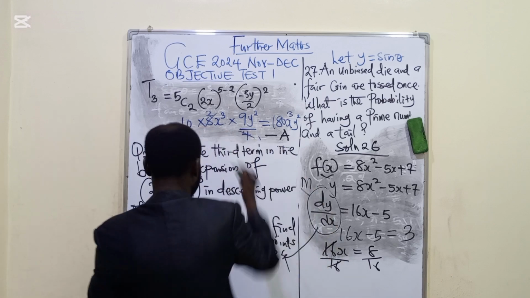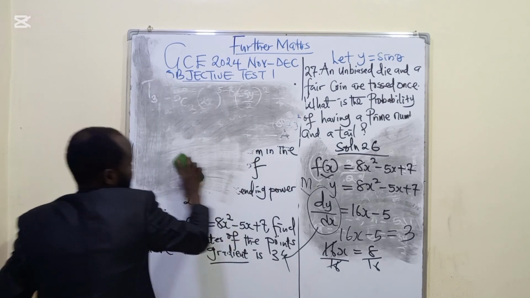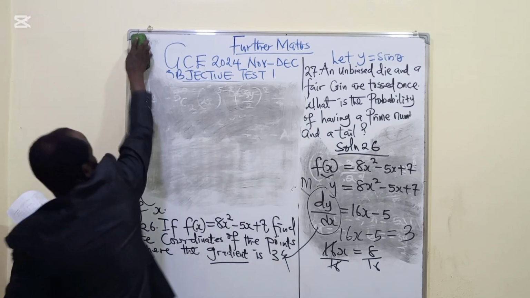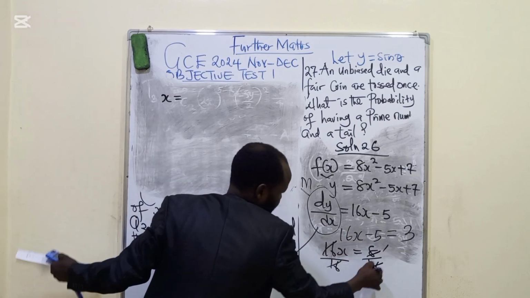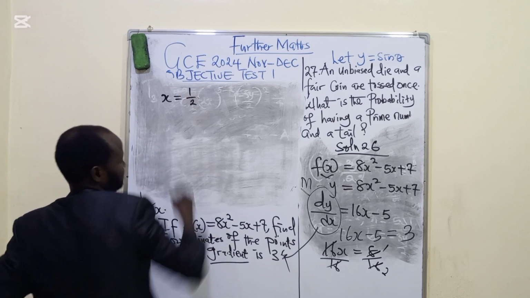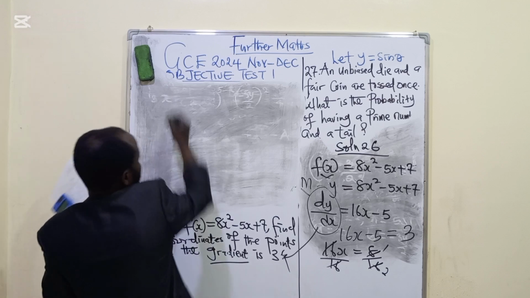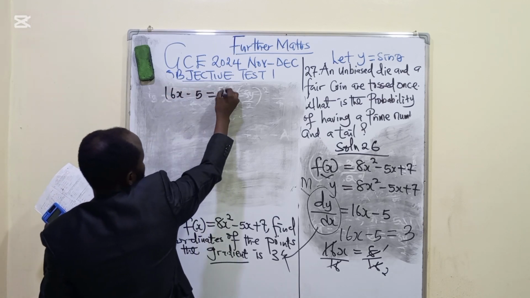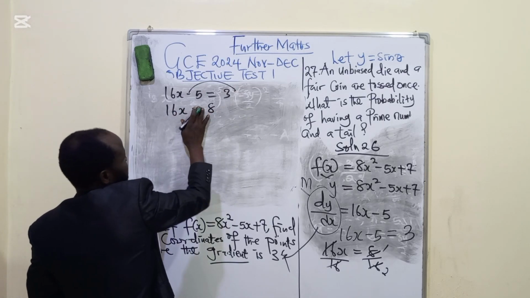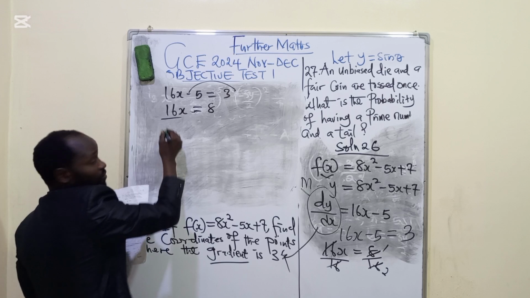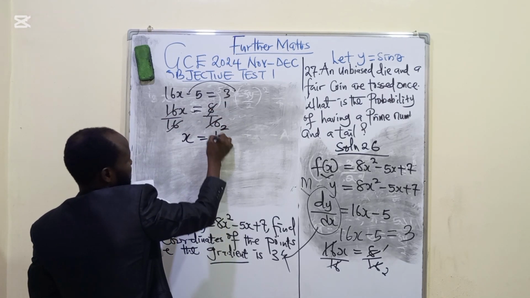X now, let's move here and clean this other question so that we can have space. X now will be 8 here, 1, 8 here, 2. Our x will be half. Very important. Let me take it up here so that we can see it. We are having 16x minus 5 equals to 3. Let me redo it here. This will be 16x will be equals to, bring this 5, that's 8. Next, to find x, we divide both sides by 16. X now will be equals to 8 here, 1, 8 here, 2, that's half.